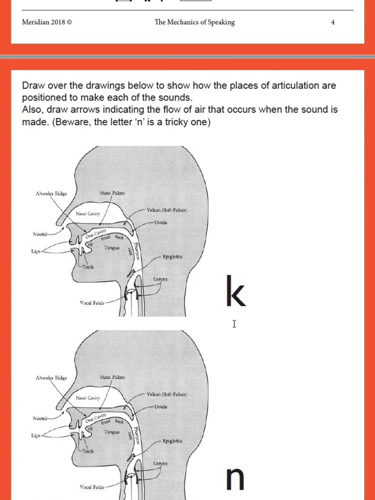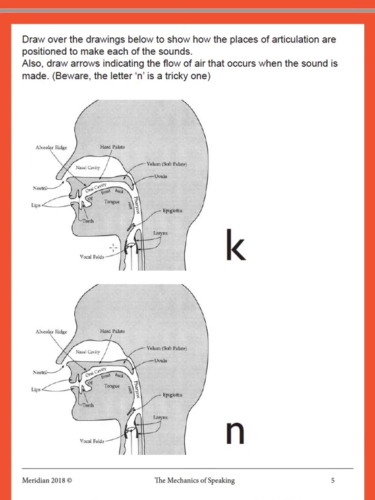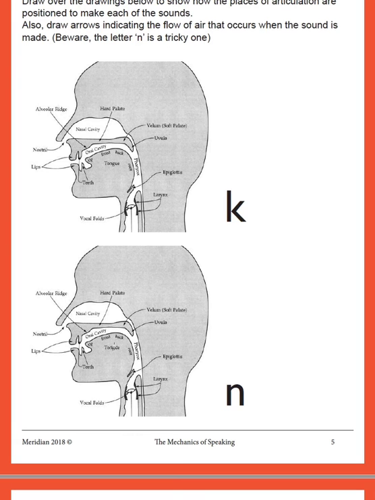So looking again at the letter K, redraw this to indicate how the sound would be made. You need to redraw the tongue so it's positioned in a different spot. And same with the letter N. Redraw the tongue here, just draw over the top of it to indicate how the sound is made. You've got to do something with the uvula here to indicate that the sound comes out through the nose.